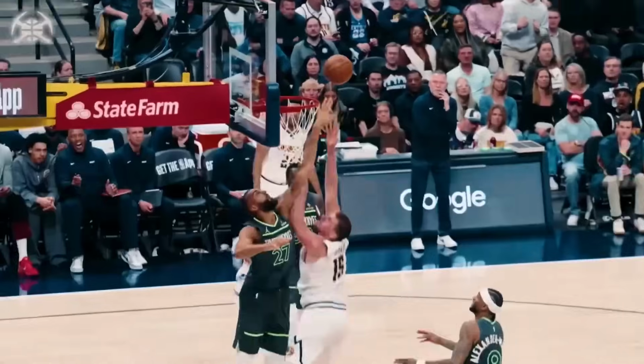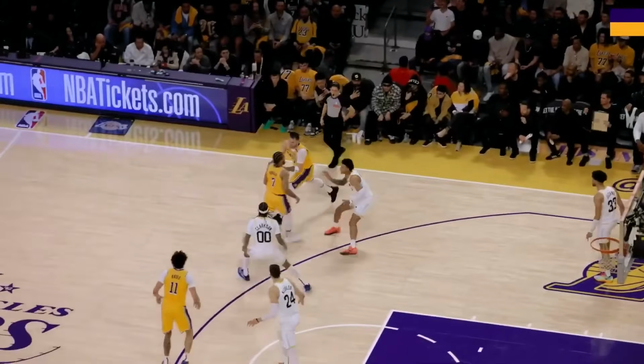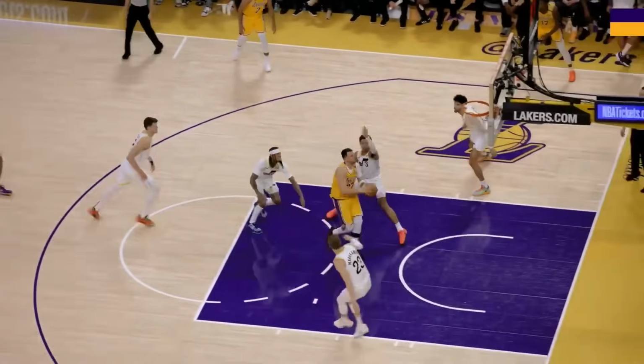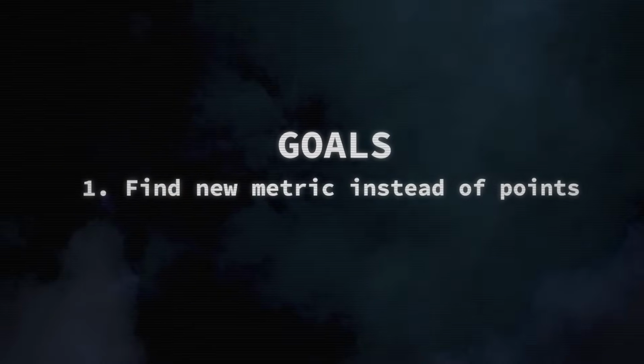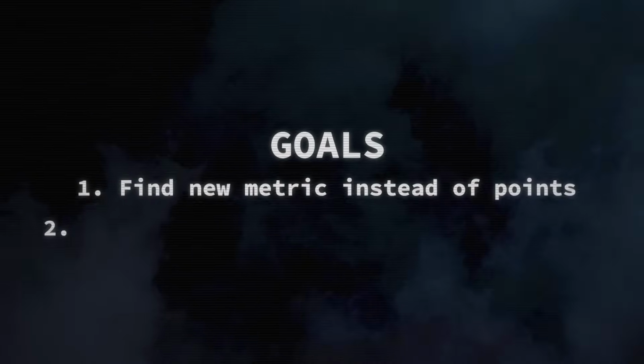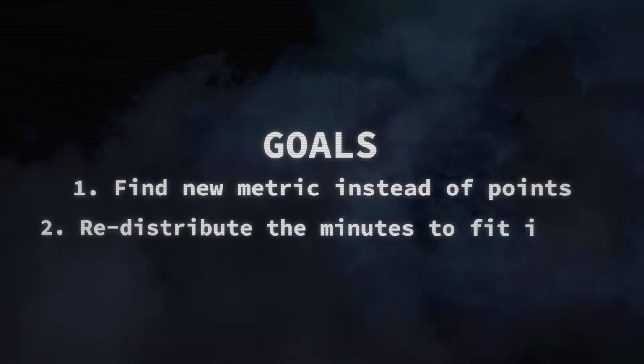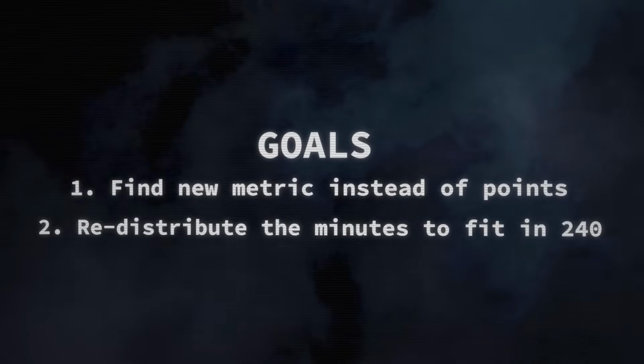Finally, points scored is only one side of basketball. Scoring 180 points doesn't mean anything if the other team scores 200. So we need to first find a new metric to maximize, which will lead to actually winning basketball games, and second, redistribute the minutes played such that it reflects a realistic basketball team.